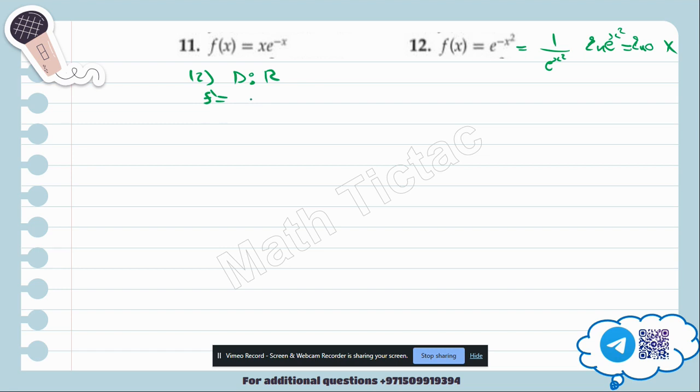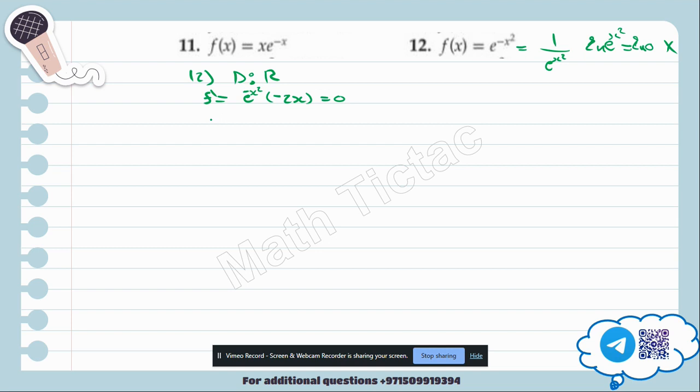Okay, now f prime directly. So in here, the derivative of the exponential function is the same exponential function multiplied by the derivative of the exponent. So x squared, the derivative of the exponent is equal to minus 2x. That's it.